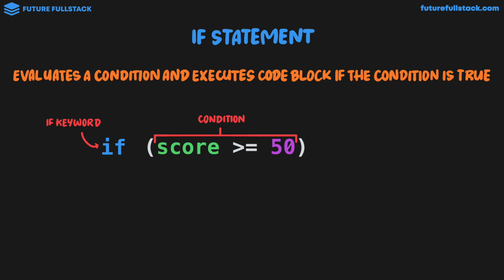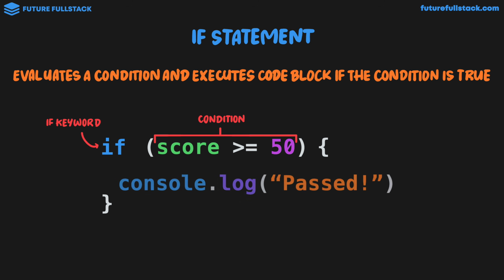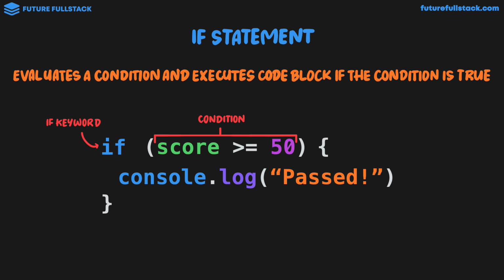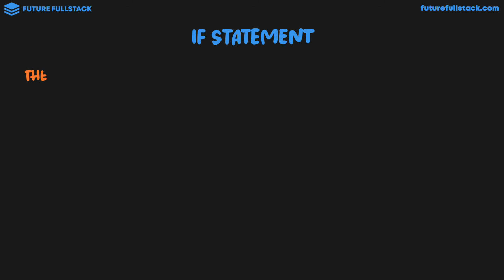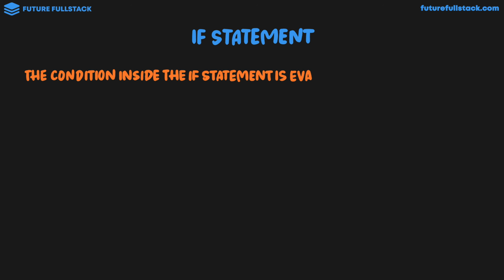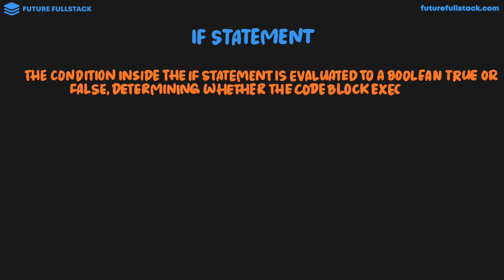And then for the outcome, we use a set of curly brackets like this and execute the code inside the curly brackets. For this example, we'll just do console.log passed. So this console.log statement is code that is executed if the condition is true. So let's walk through exactly what's happening step by step. The condition inside the if statement is evaluated to a Boolean true or false, determining whether the code block executes.